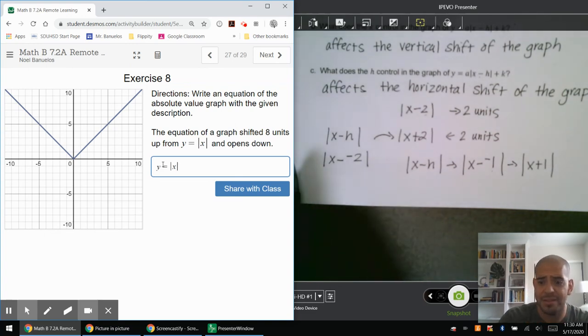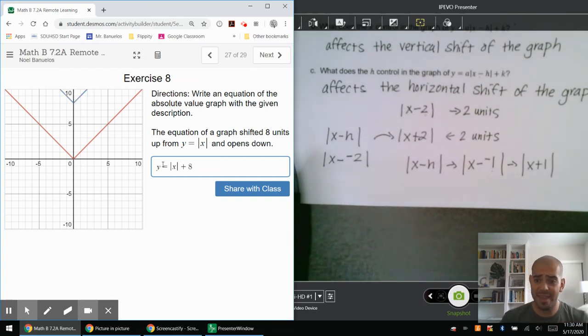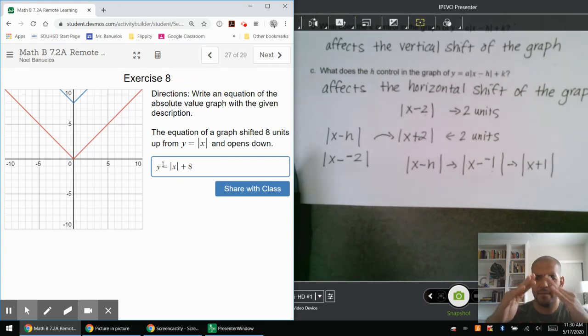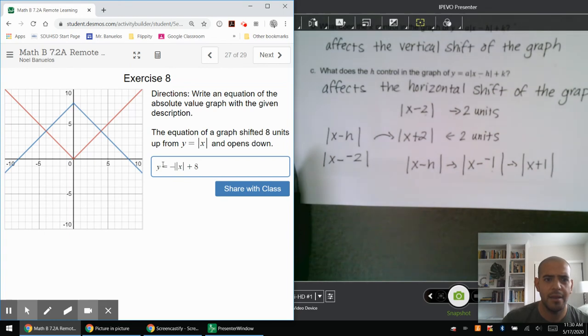This gives you instant feedback. You could do +8 here. Notice it actually moved to the left. So where do we have to put +8? On the outside, right? Because the value K affects the vertical shift going up or down. Now, I need it to face downward though. So what value, A, H, or K affects facing up versus facing down? The A value, and it would have to be negative.